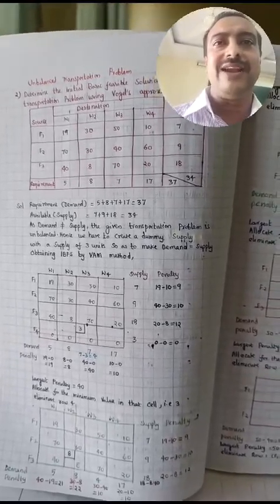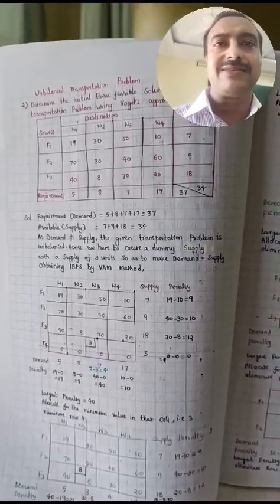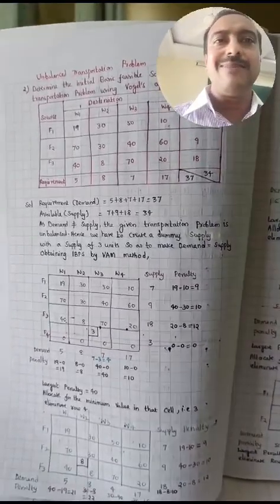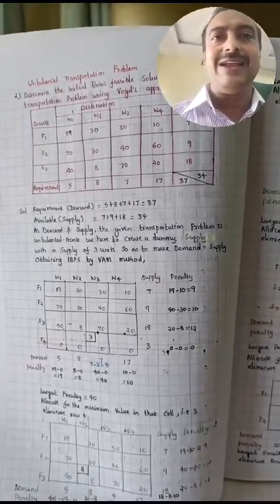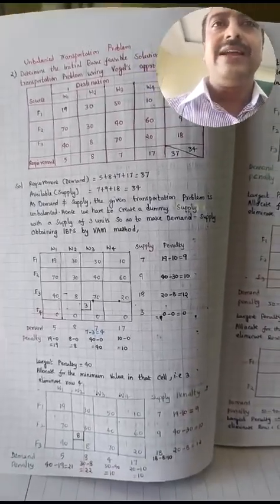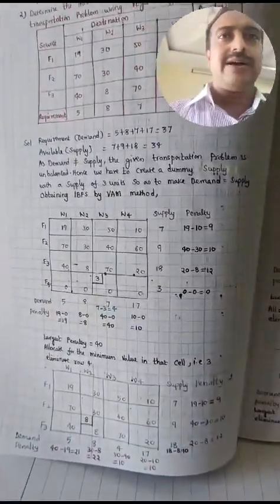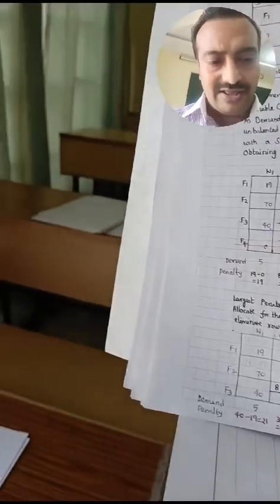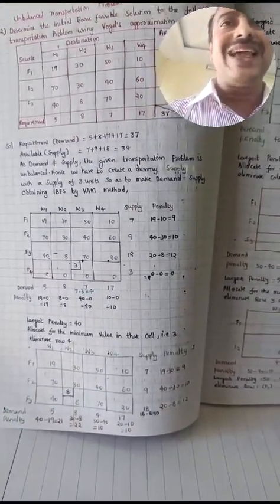When we find the total demand, it is 37 and the total supply is 34, so it is an unbalanced problem. So to balance it, we add a dummy row. So I am introducing F4 with 0 0 0 0, and now we will calculate the penalties.